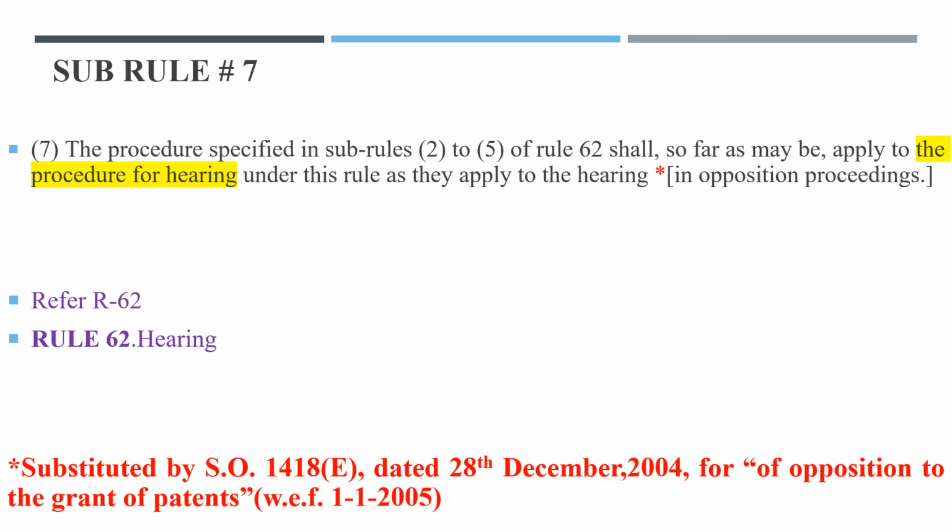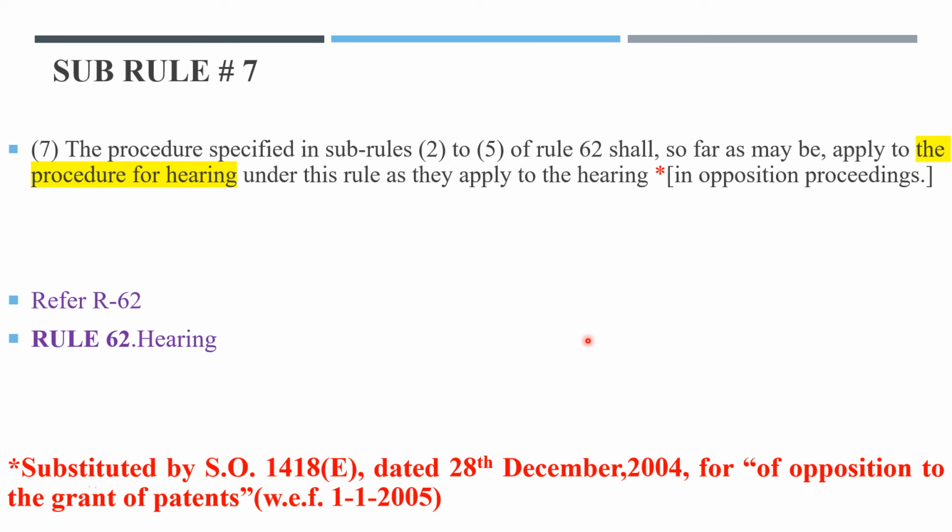Now, subrule 7 says the procedure specified in subrules 2 to 5 of rule 62 shall, so far as may be, apply to the procedure for hearing under this rule, as they apply to the hearing in opposition proceedings. That means in rule number 62, starting from subrule 2 and ending at subrule 5, the procedures are specified. And those procedures apply to the procedure for hearing under this rule as they apply to the hearing in normal opposition proceedings, nothing else.